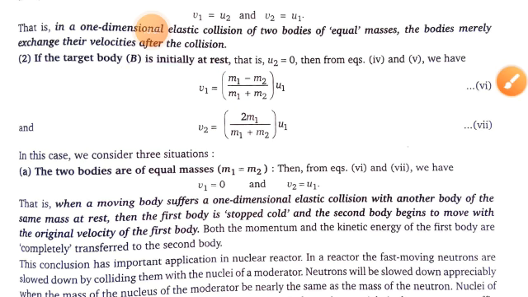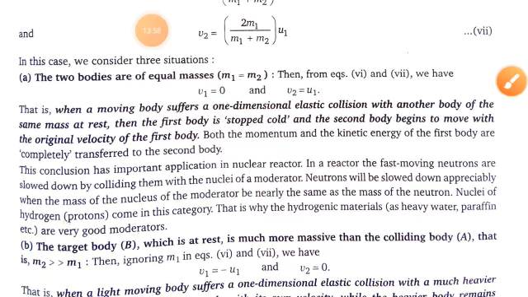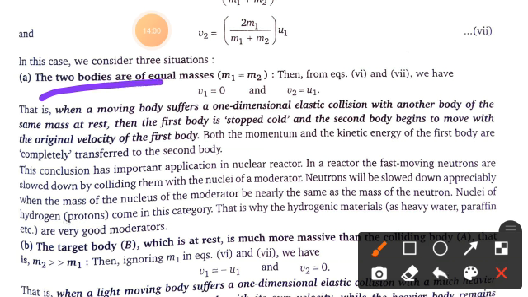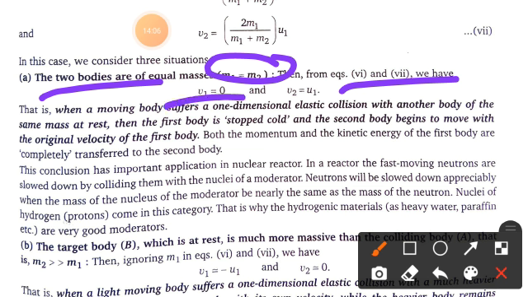Now what are the three situations? You can see here. The first one: the two bodies are of equal masses m1 and m2. So from equations 4 and 7 we have v1 equals 0. Clear? And v2 equals u1. Fine.